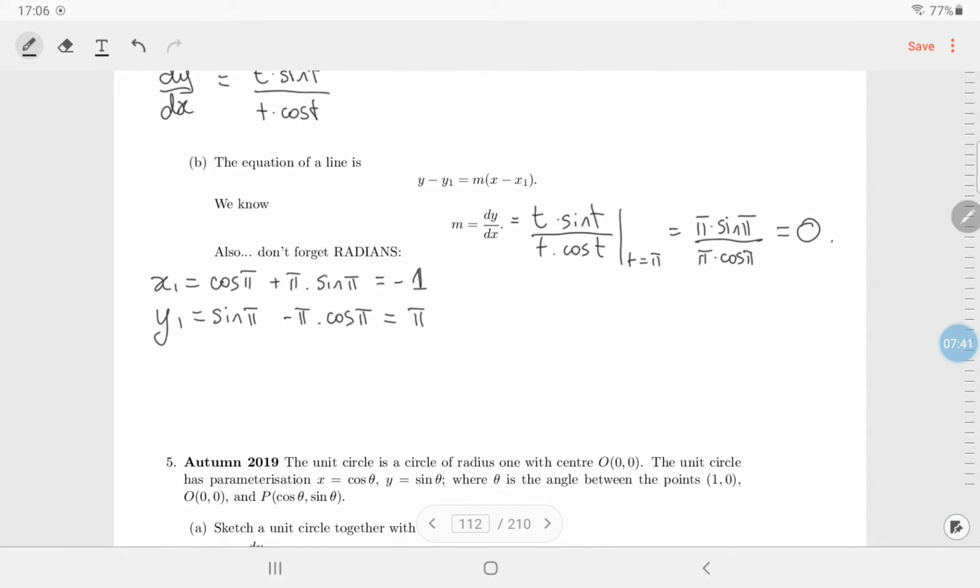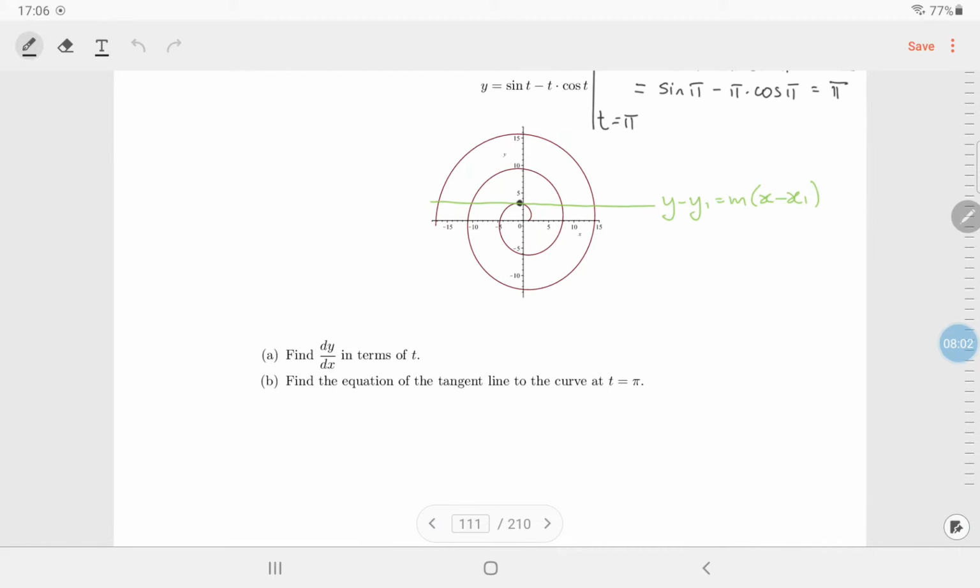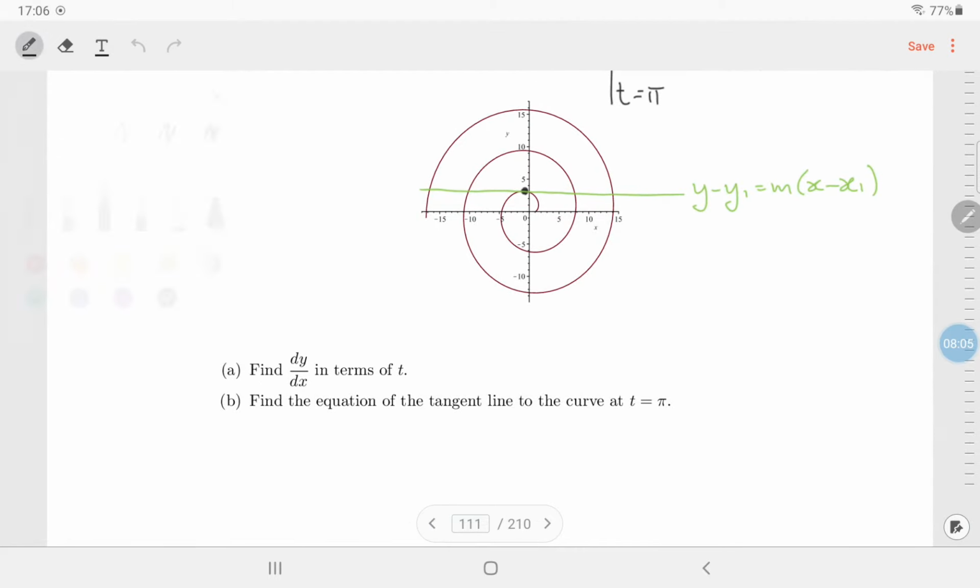So now we'll use the y minus y1 business. So y minus y1 is equal to the slope, which is 0, times x minus 1. 0 times anything on the right hand side is 0. So we just have y minus pi equal to 0. So the equation of the tangent line is y equal to pi. So the slope is 0, so it's flat. So the picture that we drew is kind of accurate enough.